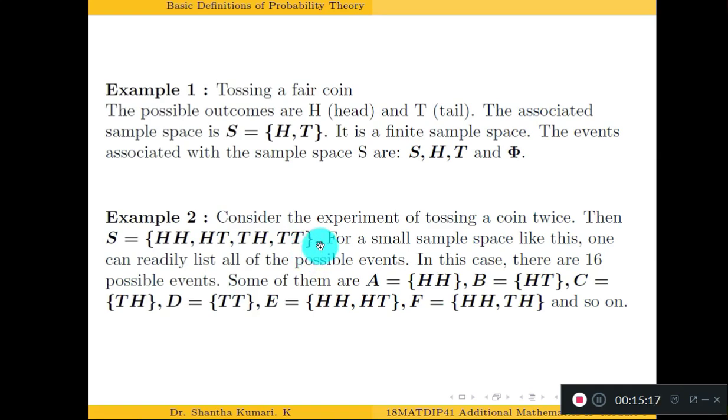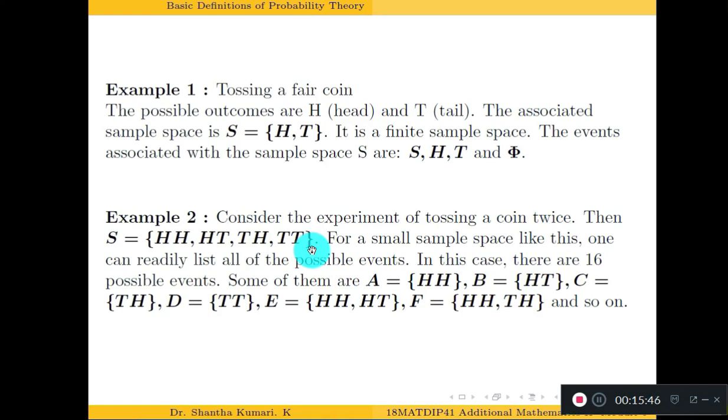You will get a very big list, because if there are n elements in a sample space, then there are 2 raised to n subsets, remember. So here in this problem, there are 4 elements in the sample space. That means you are going to get 2 raised to 4, that means 16 events. Okay, either you can try to list all 16 subsets of this.